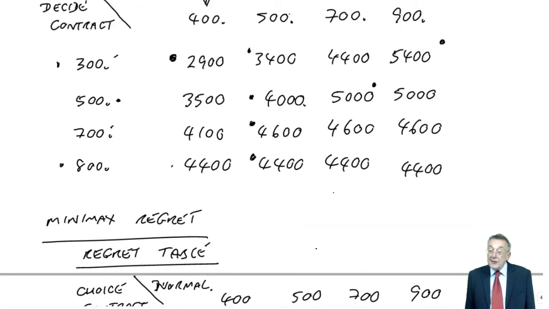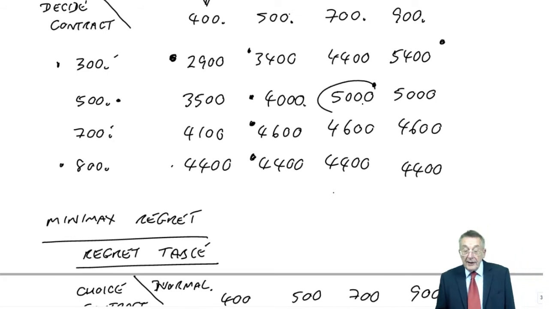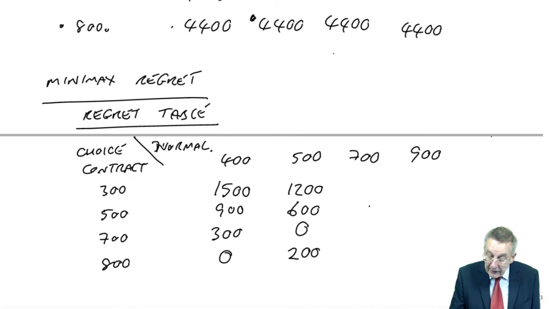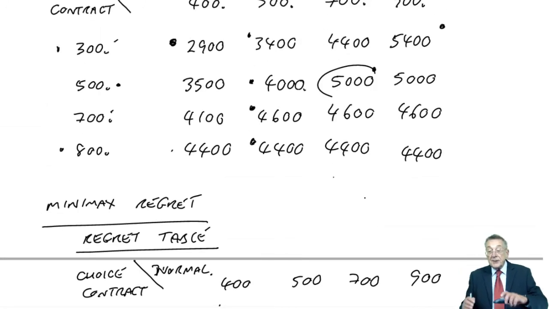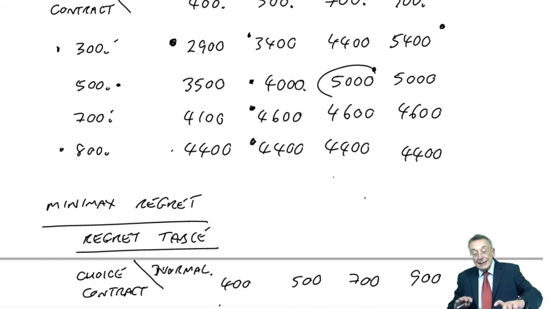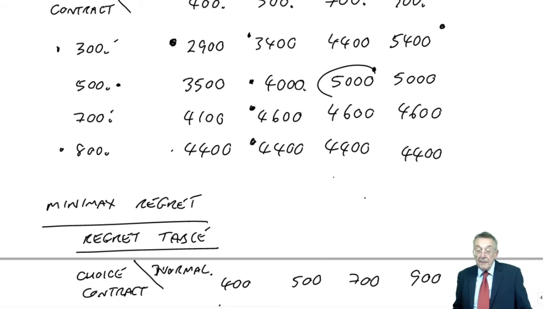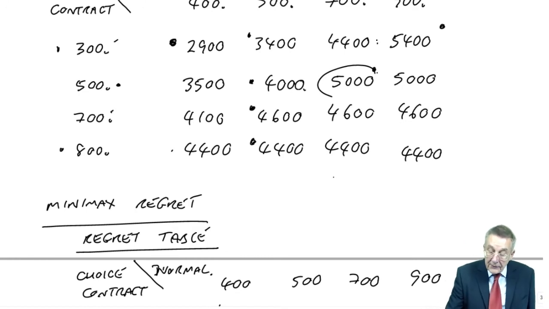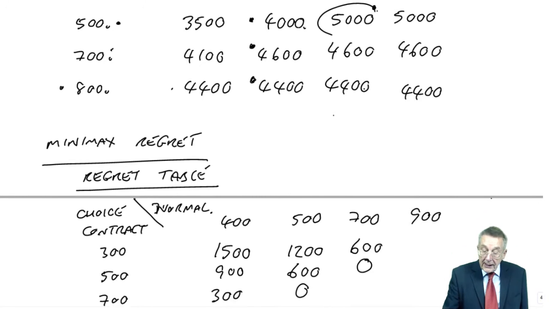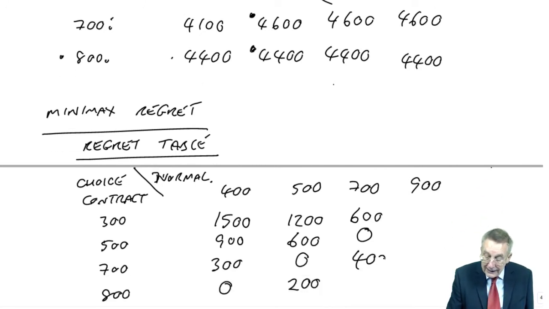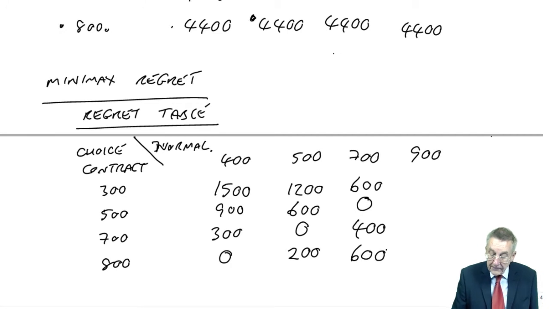If normal demand is 700, the best choice would have been contract 500. We'd have had 5,000, no regret. For the others, the difference between what we'd have got and the 5,000 we could have got. So 5,000 less 4,400 is 600. 5,000 less 4,600 is 400. 5,000 less 4,400 is 600.